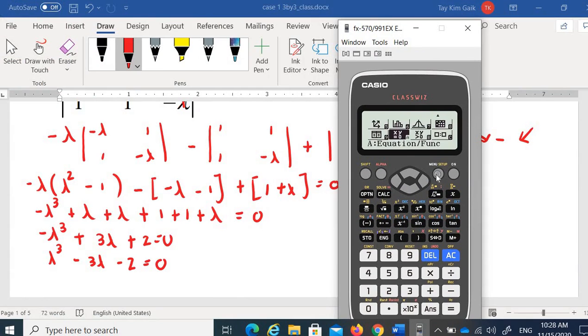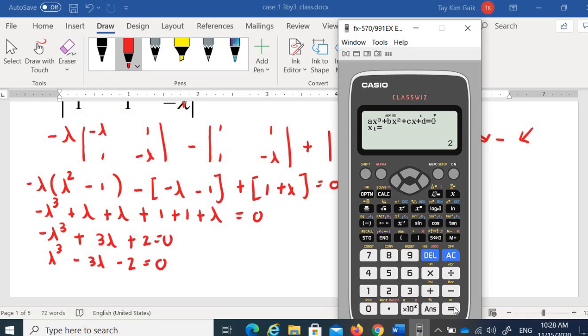Equation mode. Okay, you solve the polynomial, so number 2 of degree 3. Key in the coefficients of the polynomial equation. Be careful, you don't have a quadratic term. So the cubic term, the coefficient is 1. Okay, the x squared term is 0. Okay, the linear term is negative 3. The constant term is negative 2.